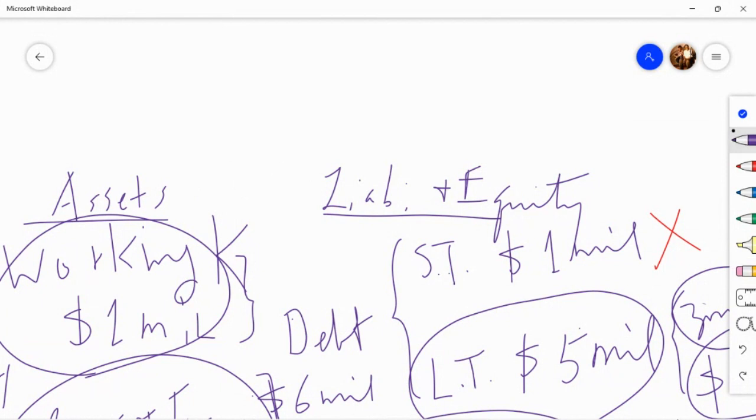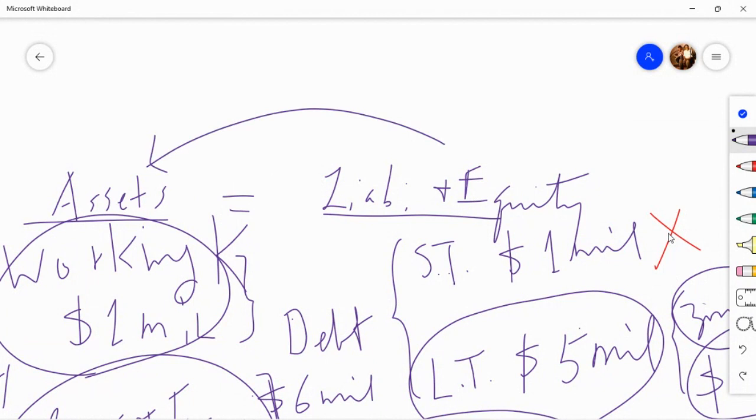Assets are defined as liabilities plus equity. That's called the accounting equation. The accounting equation means simply that total assets equal total liabilities plus equity, right? And that simply means liabilities and equity are the source of the capital. That's where the funds came from, the source of the capital, and assets are the use of the capital, how that capital was used, okay?